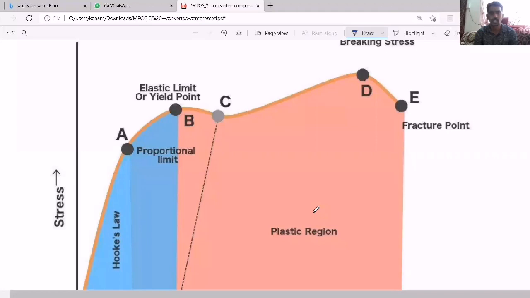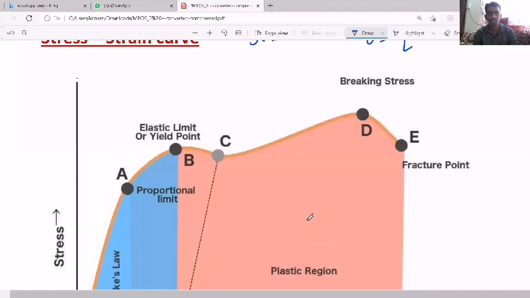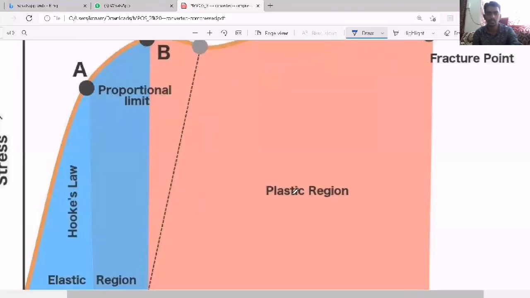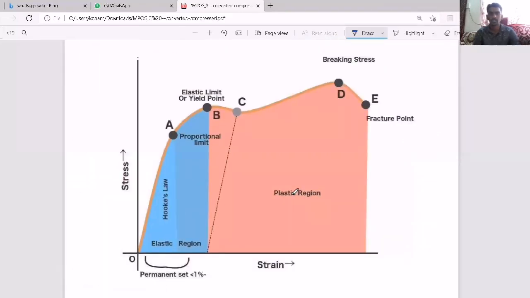The first thing we will study today is the stress strain curve. See, here I am showing you the clear diagram of the stress strain graph. Look at the graph. On the y-axis I have taken stress, on the x-axis I have taken strain. Initially, this is the point, which means you have not applied any deforming force yet.